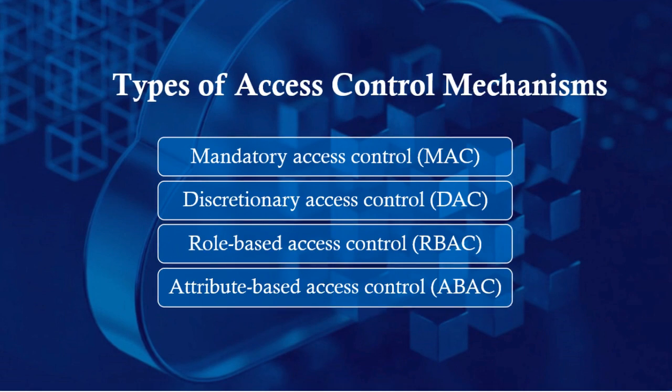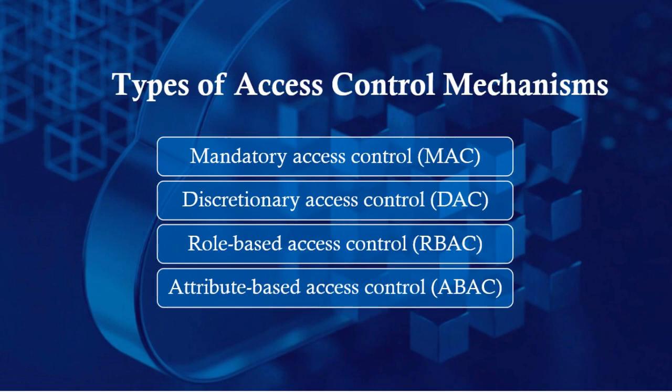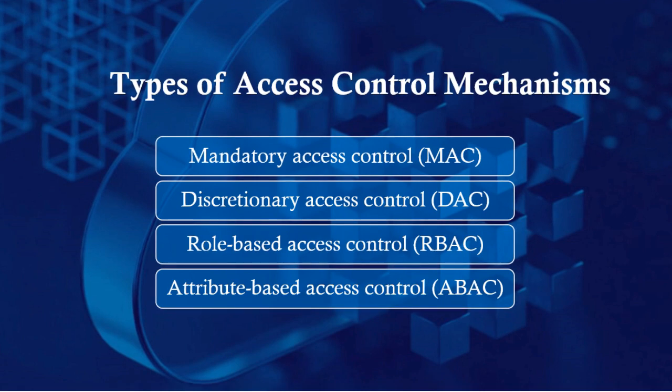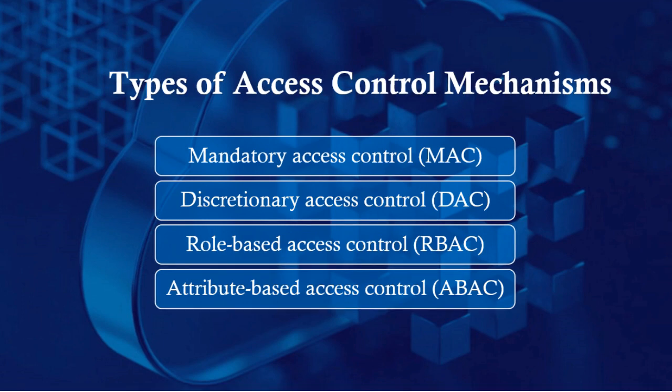Mandatory access control. This system is a security model that uses labels to control access to resources based on security clearance levels. Discretionary access control. This system is a security model that allows the owner of a resource to control access to the resources based on access control lists. Role-based access control. This system is a security model that assigns access privileges to users based on their roles and responsibilities. Attribute-based access control. This system is a security model that uses attributes to control access to resources.